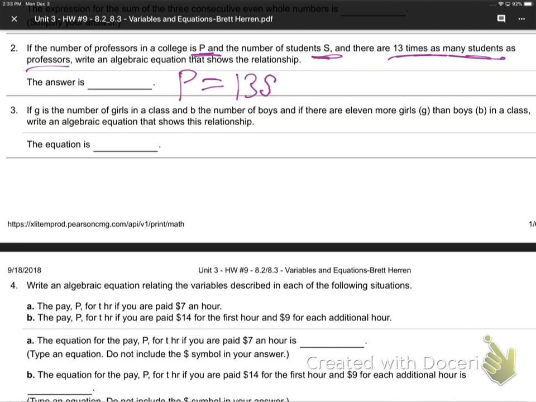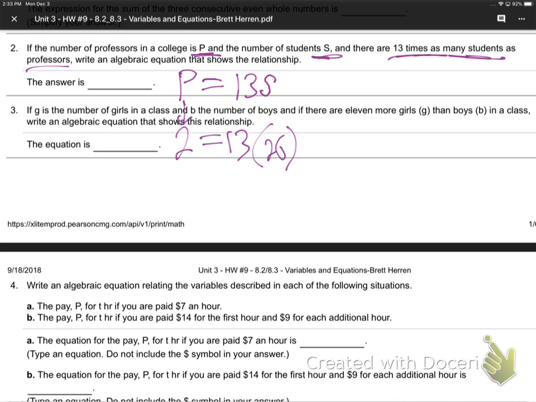I'm not sure. Let me imagine there was only one professor. That's as simple as you can get, right? What if there was just one professor at this college? How many students would there be, according to what they're saying? 13, right? There's 13 students for every professor. Or let's do 2. How about if there are 2 professors? There would have to be 2 times 13, 26 students. Is that what this equation says? If P was 2, then the number of students would be 26. Does 2 equal 13 times 26? Not even close.